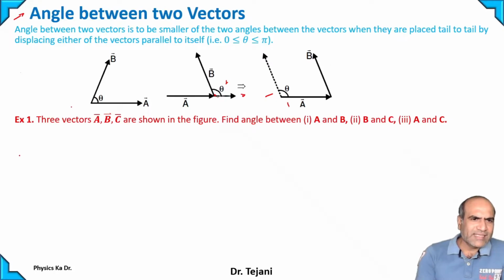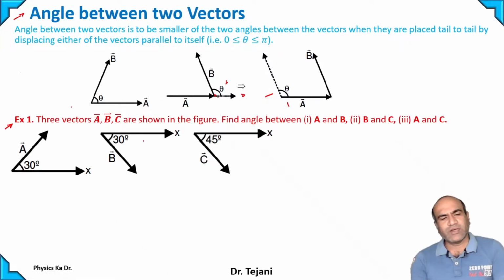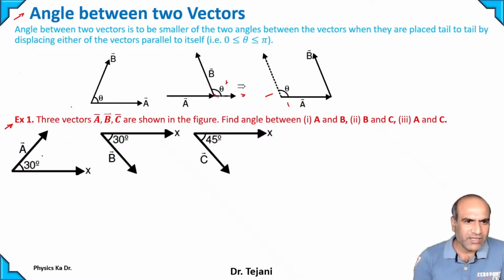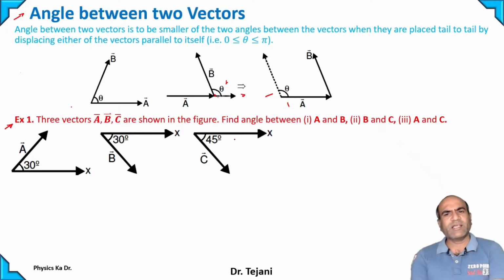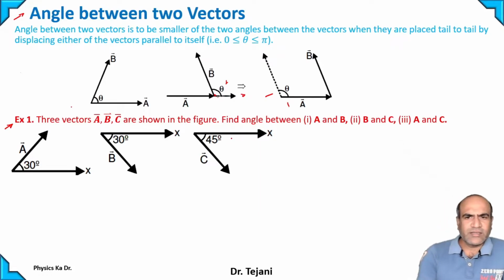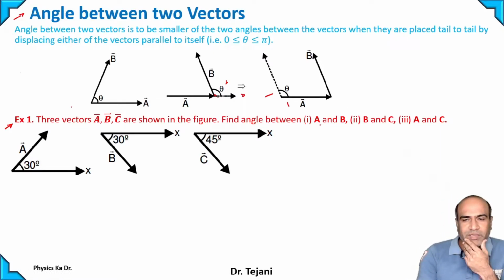Let's have example number 1. Three vectors A, B and C are shown in the figure. We can see that vector A makes 30 degrees with x, vector B makes 30 degrees with x in the opposite direction, and C makes 45 degrees below the x line. Find the angle between A and B.